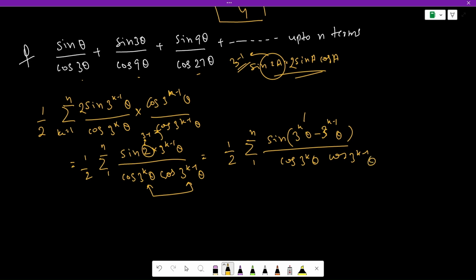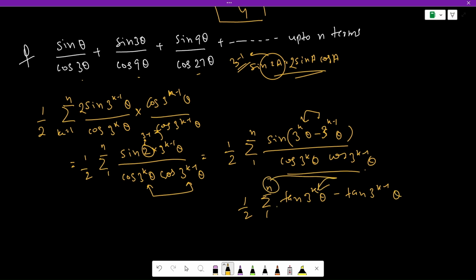Now we have created a difference in the numerator and we have the denominator also, and now we can easily break this into 10 terms. So this will be 1 by 2 summation 1 to n tan 3 to the power k theta minus tan 3 to the power k minus 1 theta, and now n goes here and 1 goes here. So now you can find the answer.